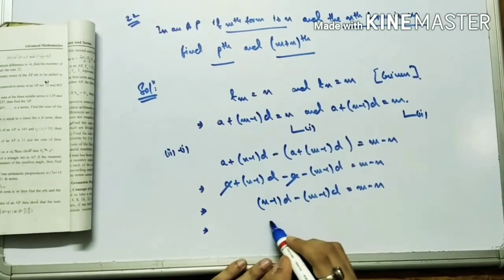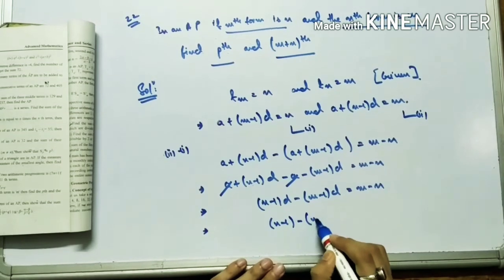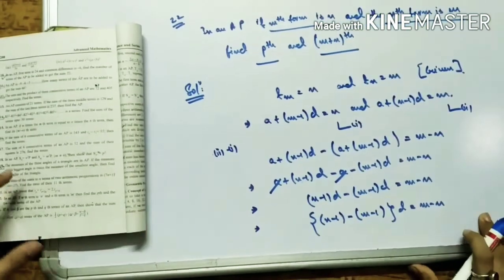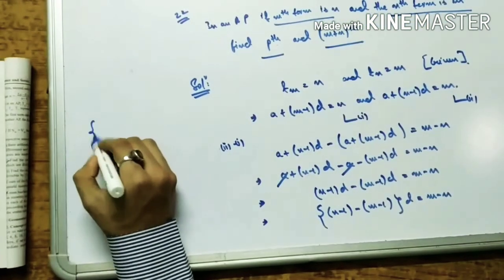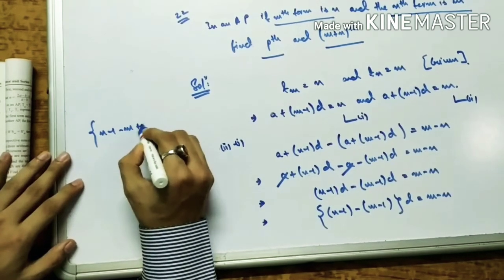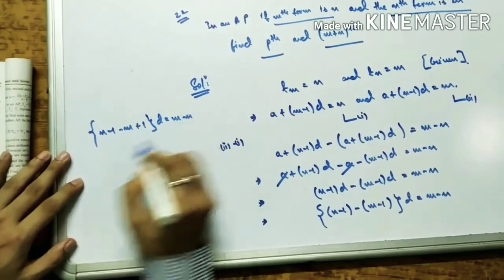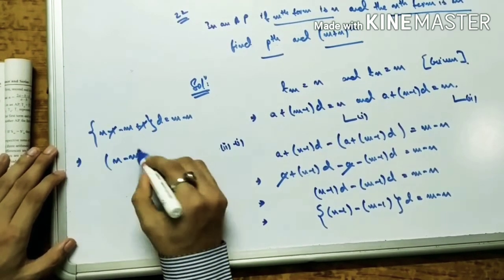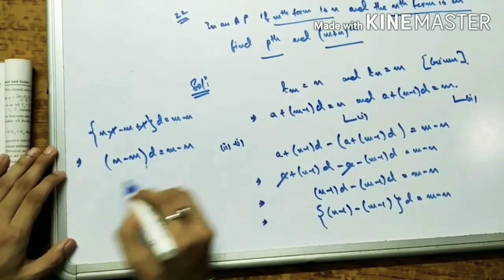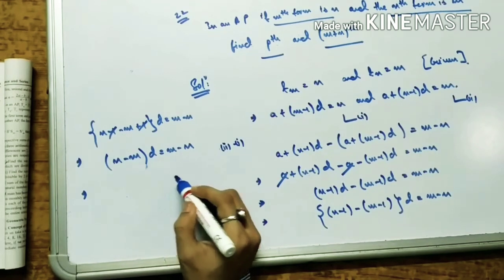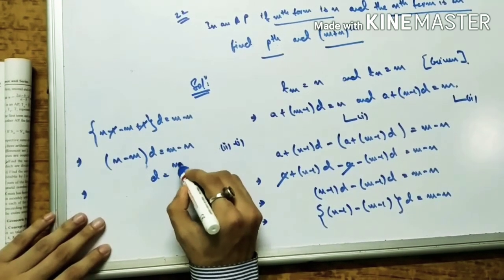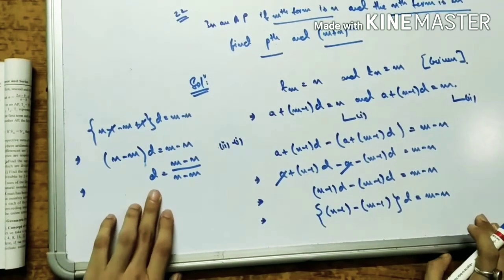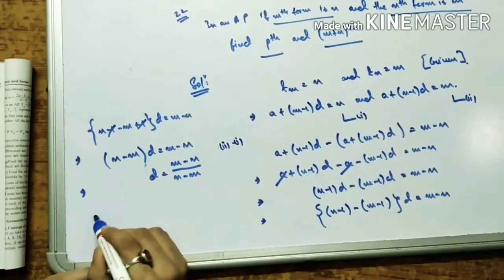From here, if I take d common, then I will get (n minus 1 minus (m minus 1))d is equal to m minus n. Now if I solve this, I will get (n minus 1 minus m plus 1)d is equal to m minus n. The 1 and the 1 cancel. So (n minus m)d is equal to m minus n. So now d is equal to (m minus n) by (n minus m).